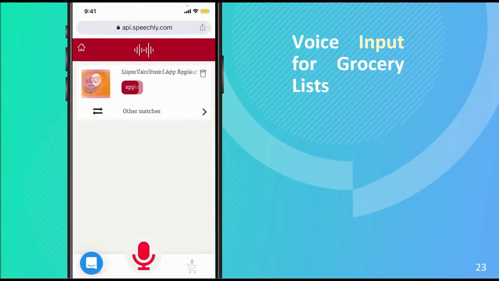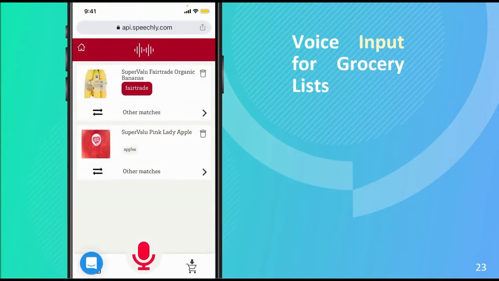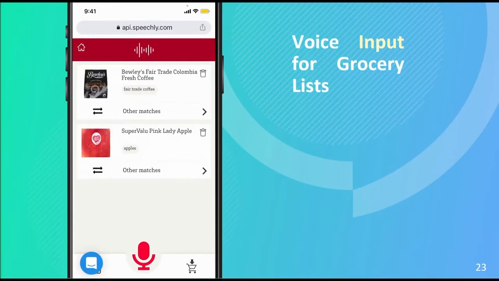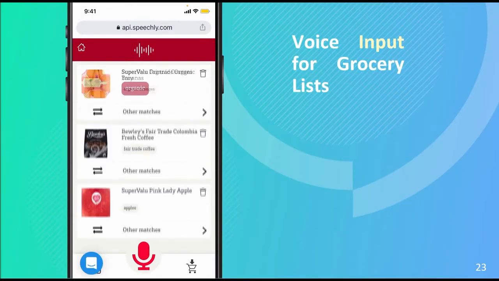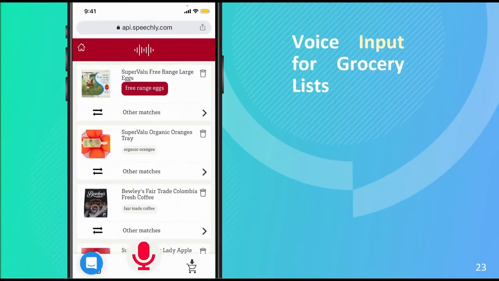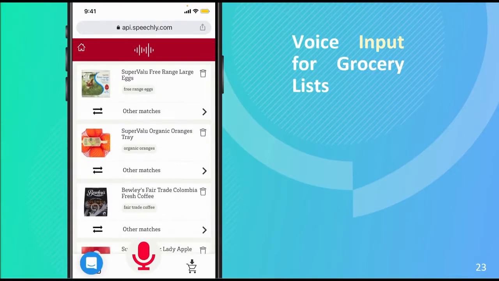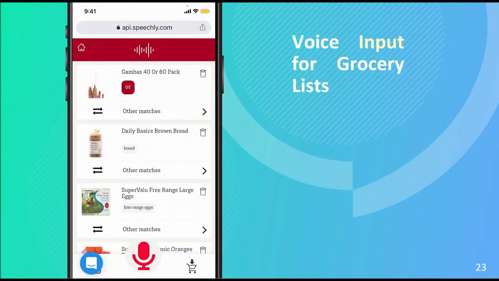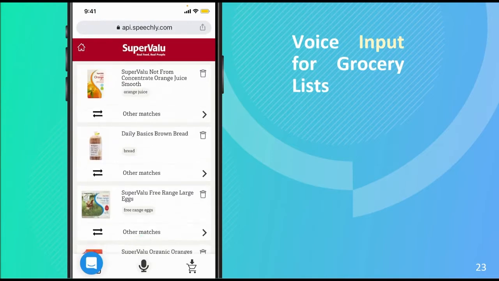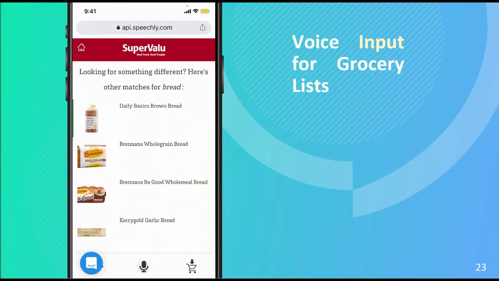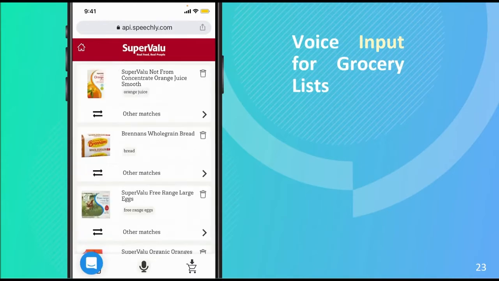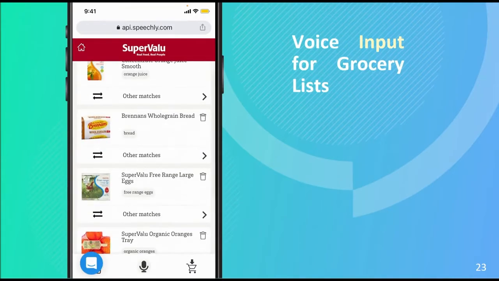Apples, fair trade coffee, organic oranges, free-range eggs, bread, orange juice. Let's change up the bread. Whole grain looks good. Let's check out.